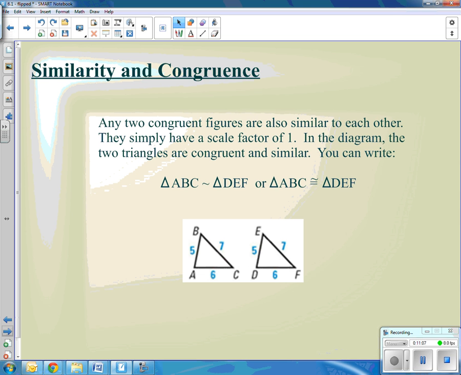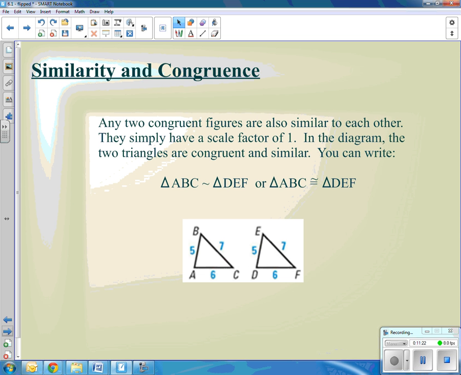Okay, last concept that we cover in this section is just a very basic one. Similarity and congruence are related. So any two figures that are congruent can also be called similar to each other. They just have a scale factor of 1.